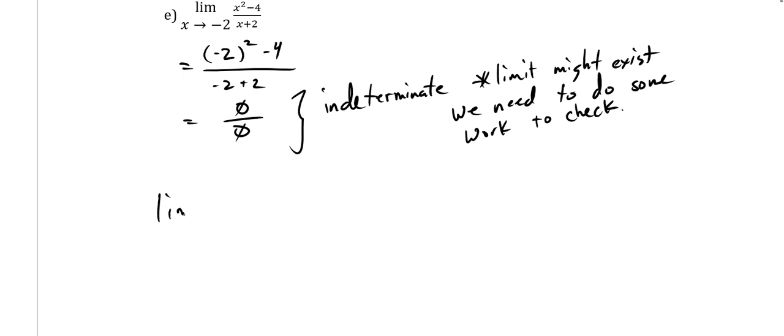So, let's go back to the original question. The limit as x approaches -2 of this function, x squared minus 4 over x plus 2. What do you think we should do to explore this further? Does anybody have a guess? Factor, and that is our first strategy.